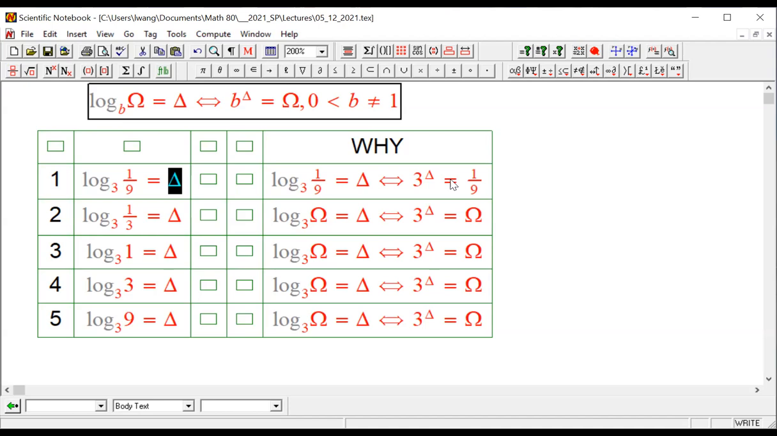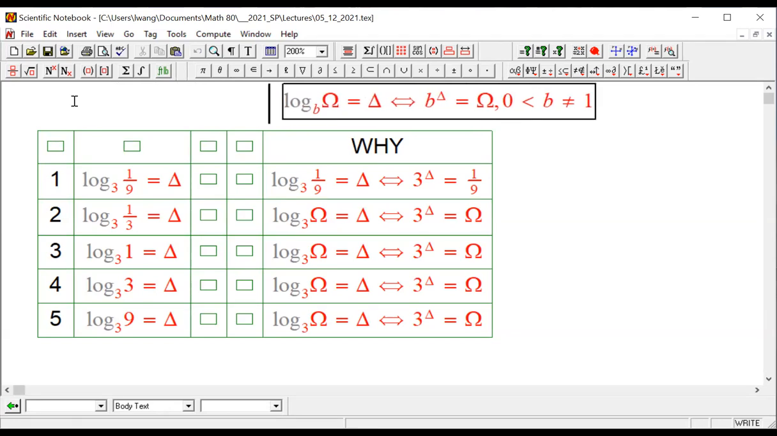Alan? Francisco, Marcelo? Just give the answer. We're working on these together. We're practicing using the definition. So what should that number be?